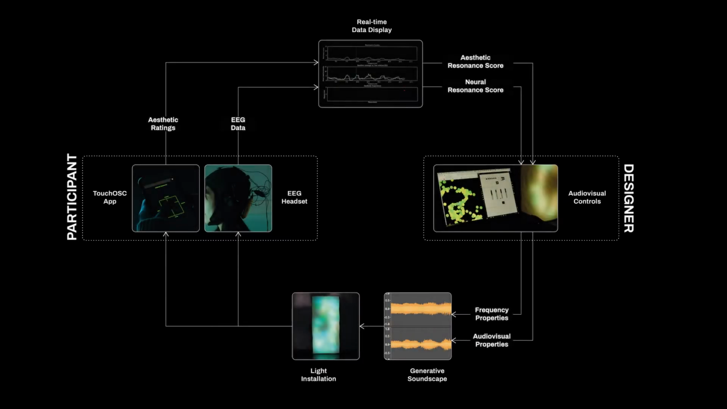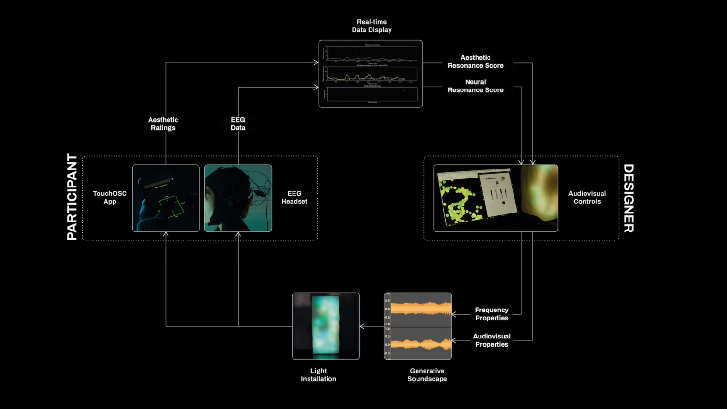This diagram shows how the system behind my platform is structured. As we saw in the video, the experience design consists of a visualization and a soundscape. The platform itself consists of a real-time data display and audio-visual controls. The data display analyzes raw data from a participant behind the scenes. It uses the results of this analysis to show information about the degree of neural and aesthetic resonance a participant is currently experiencing, which is then interpreted by a designer.